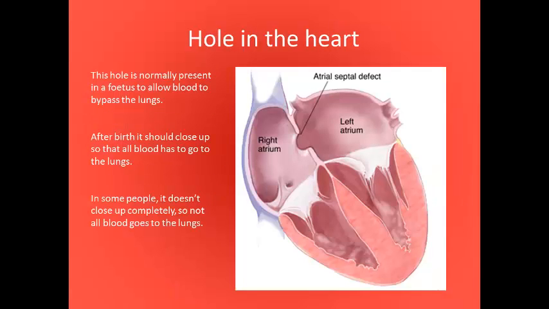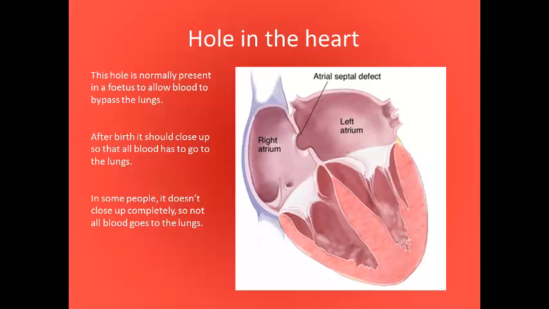And the next condition is the hole in the heart. Now, the hole in the heart is actually normally present in every single fetus, and this is because when a fetus is inside the womb, it doesn't need to use its lungs. So this hole in the heart between the right atrium and the left atrium allows blood to flow directly from the right atrium to the left atrium instead of going into the right ventricle and going to the lungs. There's no need for the blood to go to the lungs when the fetus is in the womb.